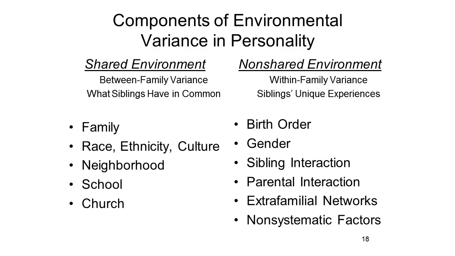The non-shared environment, also known as within-family variance, includes all the factors that differentiate among children raised in the same family. Even within a family, children can differ in terms of such factors as gender, whether they're boys or girls, or birth order, whether they're the firstborn or later born. Children may have different interactions with their parents and develop different networks of friends and acquaintances beyond the family. Different children within a family are also distinguished by non-systematic factors, which include all the things that happen randomly to one child, but not to his or her brothers and sisters. These chance encounters can really make a difference in the individual's life. The non-shared environment is an umbrella term that refers to all the unique experiences that siblings can have.